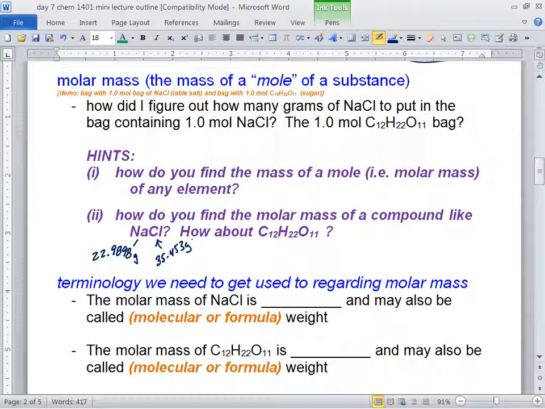22.9898 plus 35.453. 58.4 or so. So the molar mass of sodium chloride is 58.4 grams of sodium chloride in a mole of sodium chloride. Now a lot of folks are going to get lazy. They're just going to write 58 grams per mole, and I do too. But realize that's 58.4 grams of sodium chloride in a mole of sodium chloride. So that's how I knew once I hit 58.4, I stopped adding.